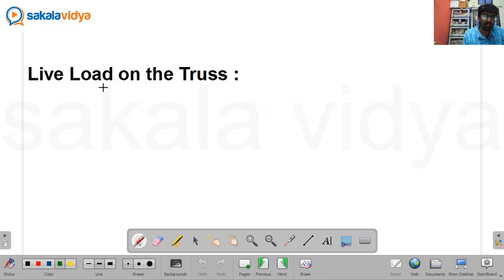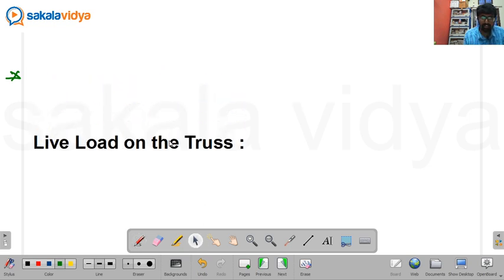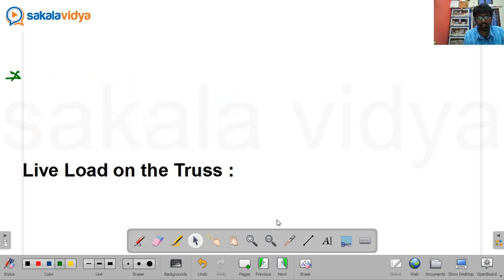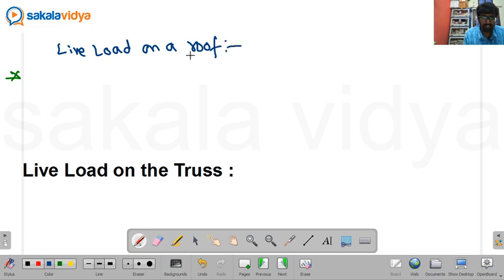Live load on a truss. Before having a discussion on live load on a truss, we must have a clear knowledge of the formula to calculate live load on a roof. So please don't get confused. This is live load on a roof, and the second one is live load on a truss. Both the formulas are different.